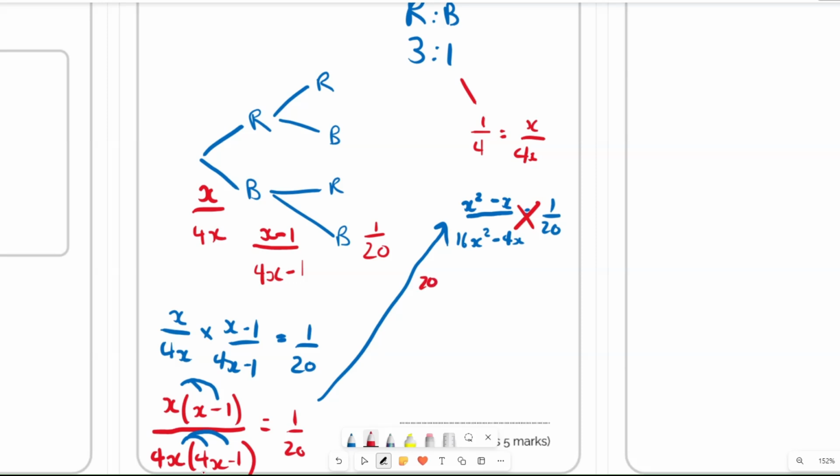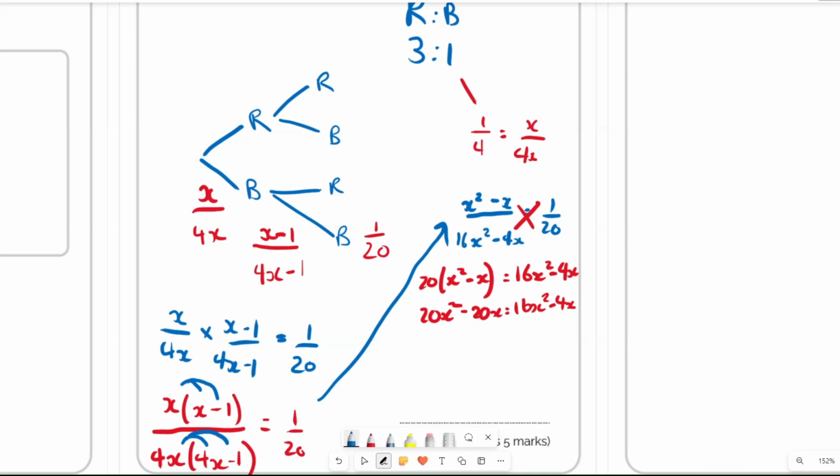So we've got 20 lots of x squared minus x equals one lot, so we don't really need to do anything like that. 16x squared minus 4x. And then we're going to expand these brackets. So 20x squared minus 20x equals 16x squared minus 4x. You can see we've got a bit of a quadratic thing going on. So that's what we're going to try and form.